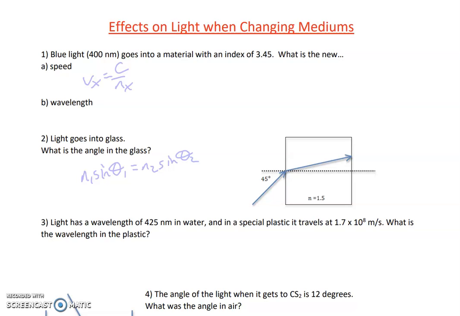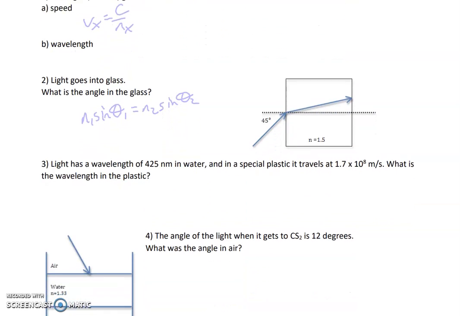Coming in at 45, the n value for the first material will be 1. We know the angle has to get smaller, so it's going to be smaller than 45, and it should be a relatively straightforward application of Snell's law.